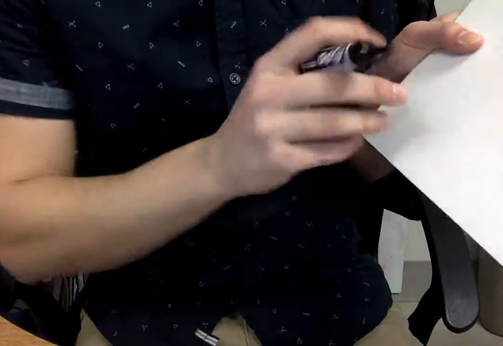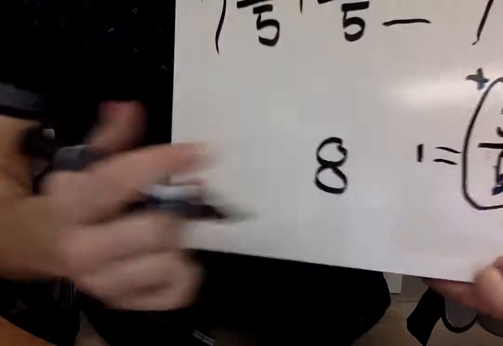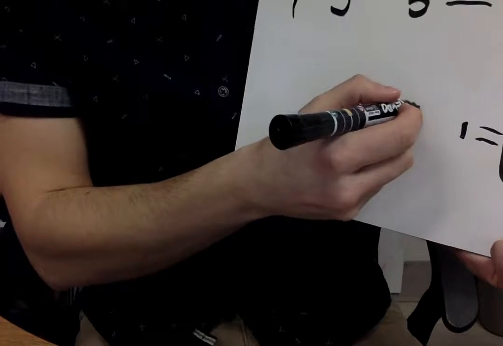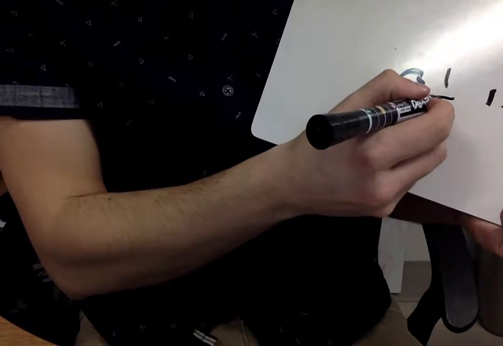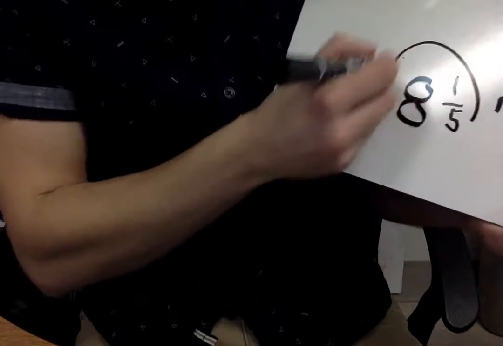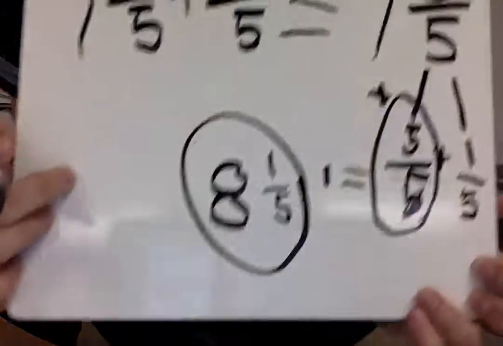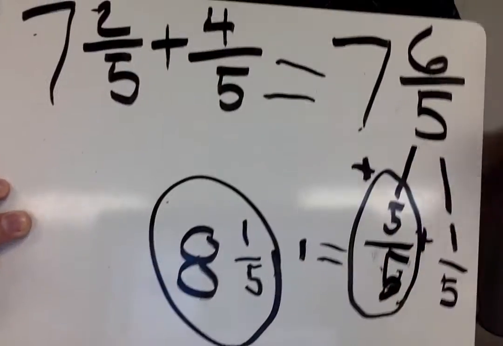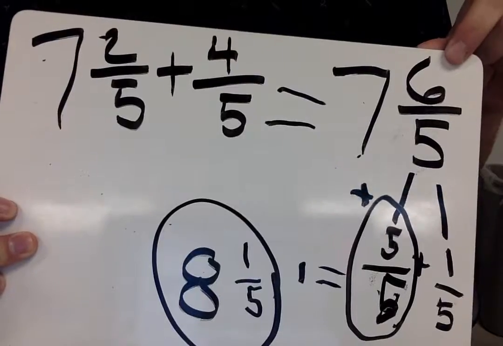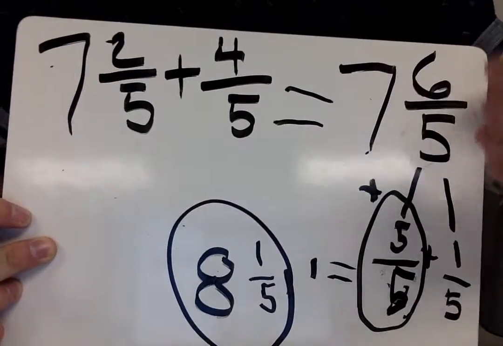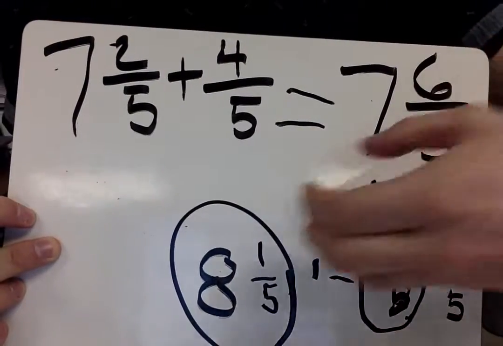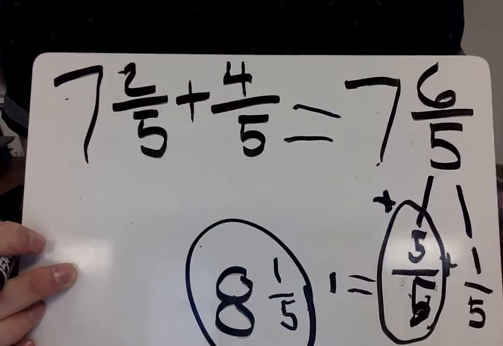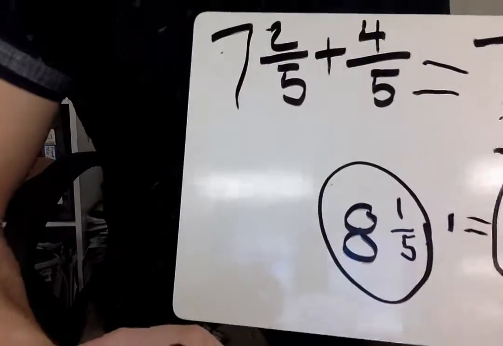And now I'm going to look at the fraction I have remaining, which is 1/5, and that's going to be my final answer, 8 1/5. So although 8 1/5 is the same as 7 6/5, it's important that we can turn it into a proper fraction in a mixed number. We're going to try 2 on our own on the next slide.